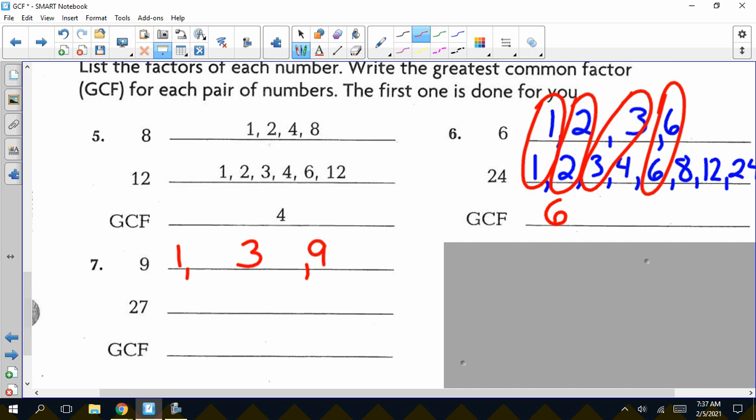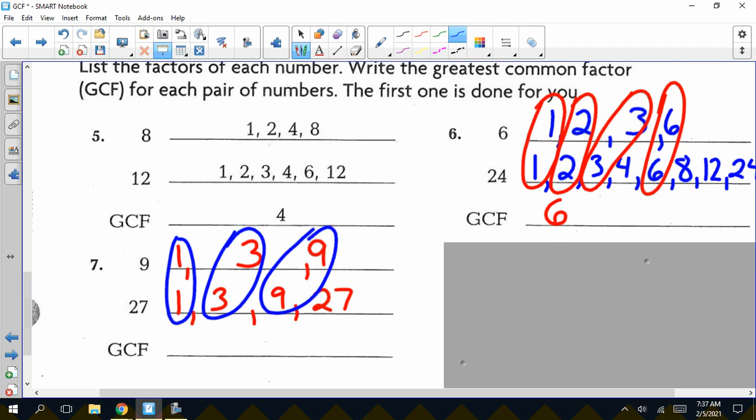For 27, it's going to be 1 times 27. 2 does not work, but 3 times 9 works. 4 does not work. Nothing for 5, nothing for 6. 7 doesn't work. 8 does not work. And 9 is already in our list, so we are done. If we circle our common factors, 1, 3, and 9, the greatest one that they would have in common is 9.